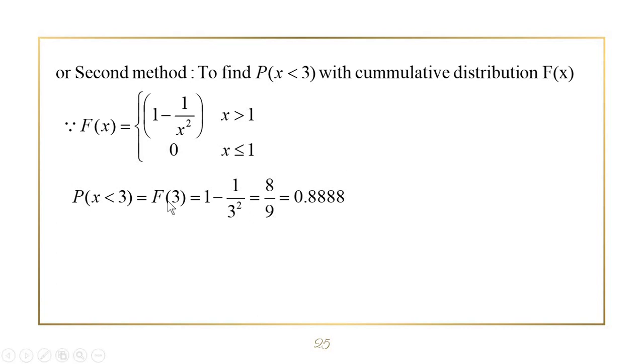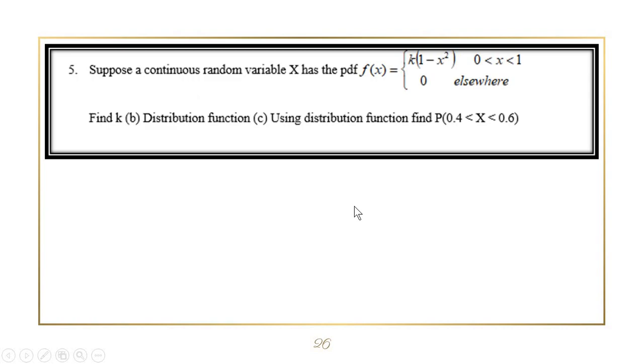Okay, capital F of 3. Here 3 lies in the interval x greater than 1, so you have to use this function. So 1 minus 1 by 3 square, which is 8 by 9. It is the same as the previous answer. Now let us proceed with the next question.